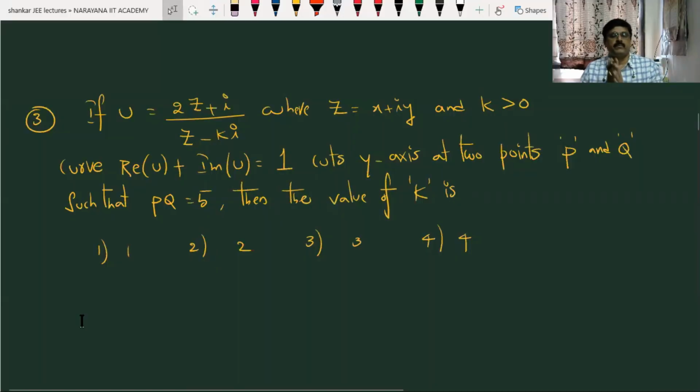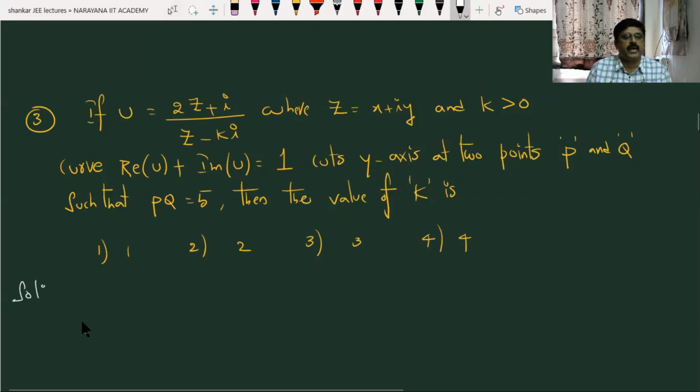Students, next problem. If u is equal to 2z plus iota upon z minus k iota, where z is equal to x plus iota y and k is greater than 0, curve real part of u plus imaginary part of u is equal to 1 cuts y-axis at 2 points P and Q such that PQ is equal to 5. Then the value of k is dash. This is the problem, students. We have to find the value of k.